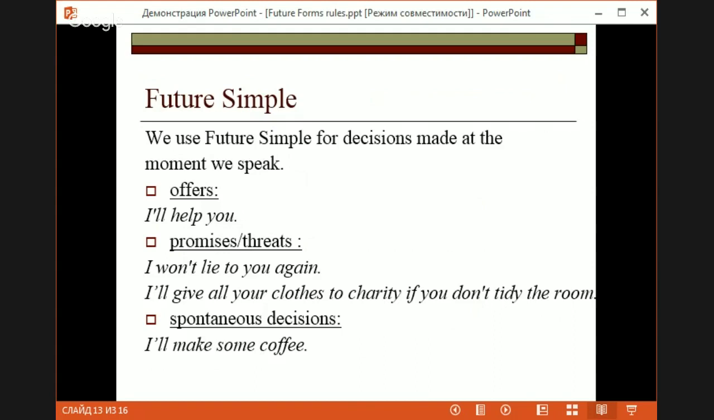For example, I don't understand these rules. The person says, I'll help you. I'm hungry. The person says, I'll make you a sandwich. I'm thirsty. I'll get you a glass of water.